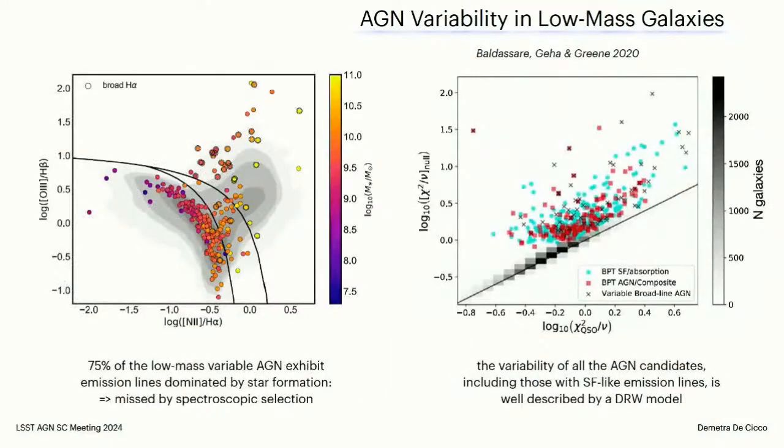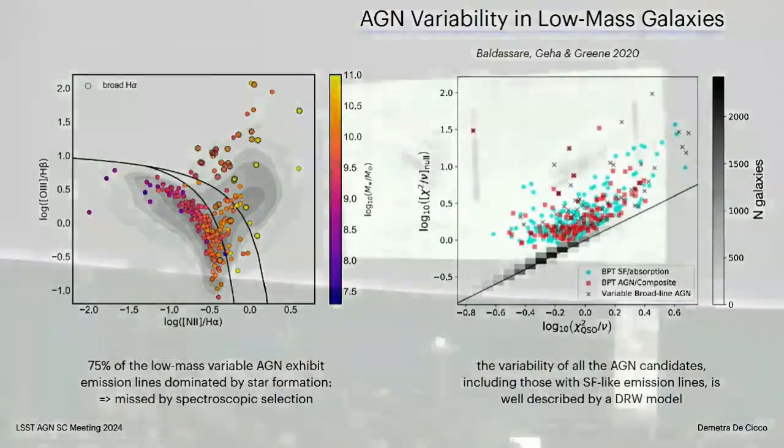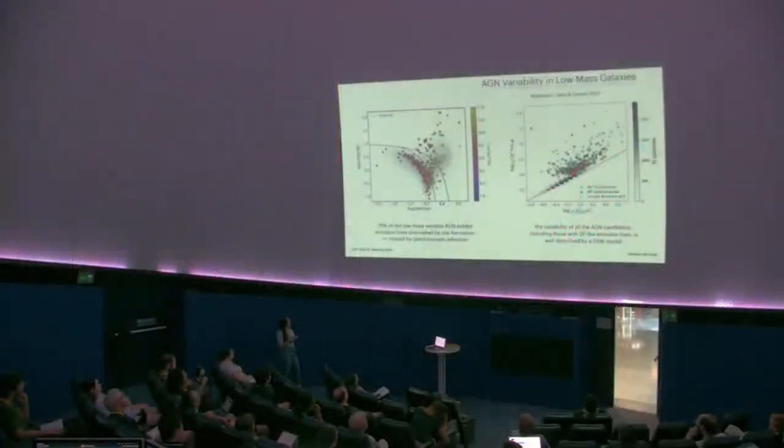Also, in this work, for the sources for which they had the spectroscopic information available, they built a BPT diagram, and this is really interesting because you see there is a color code based on the stellar mass. The sources with the lower stellar mass are here in the star-forming region, and these ones with the lowest mass are subsolar metallicities.